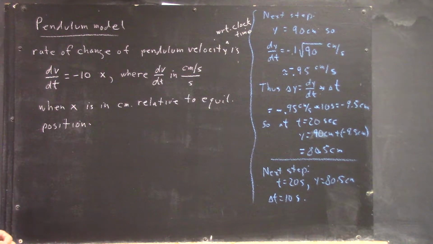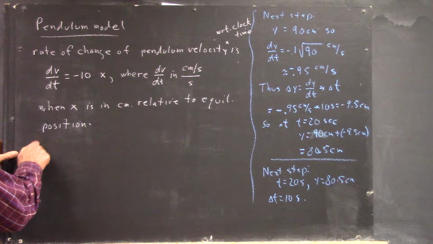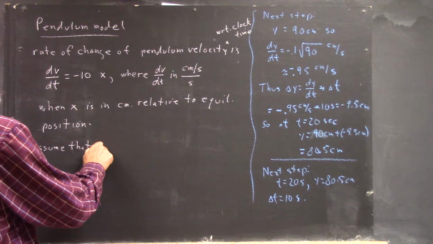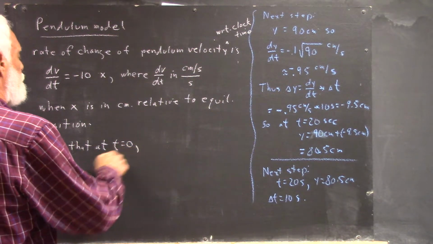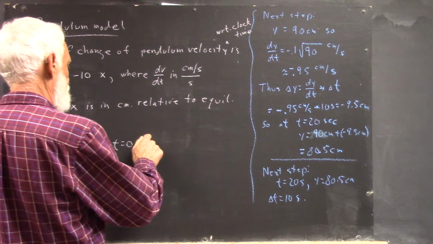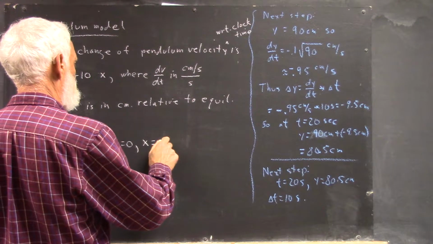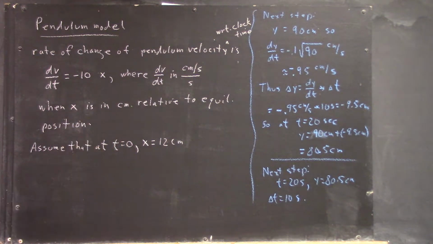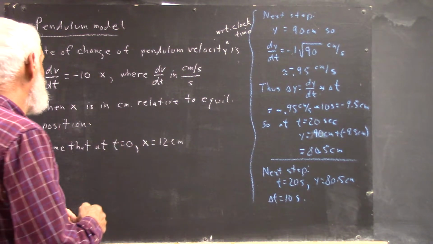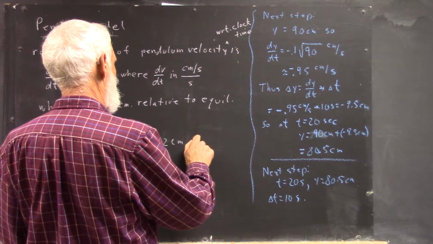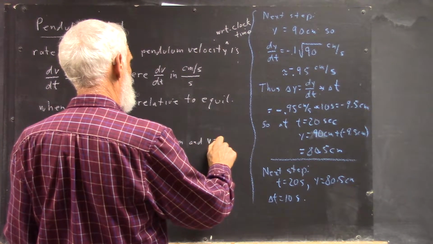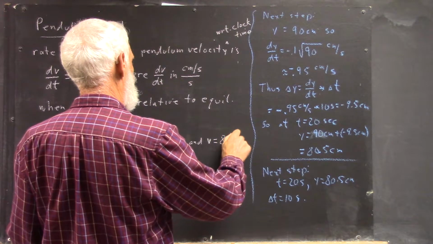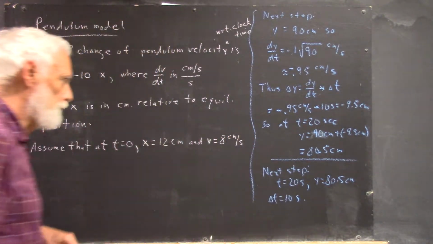So now we're just going to assume that at t equals 0, x equals 12 centimeters. I don't want to use 10 again. I use a nice round number, but I'm going to use 12. Still easy to do this. x is 12 centimeters. And the velocity we're going to say is 8 centimeters per second.